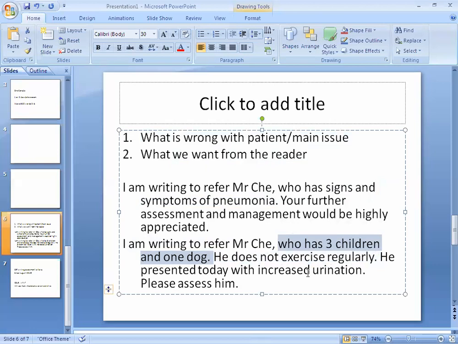These are explanations for the body paragraphs. These are not important things. We should mention the main thing. What is wrong with the patient? What do we want from the reader? These two things. We don't need to add extra things, like he was admitted on this date with this and this. These are things that we need to avoid.